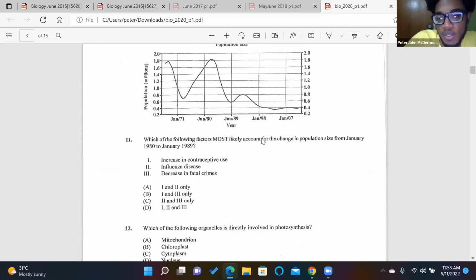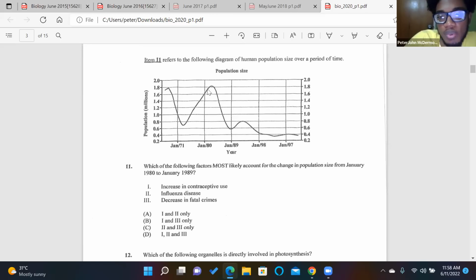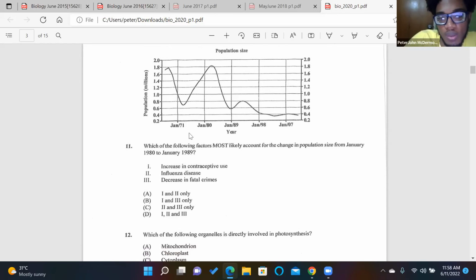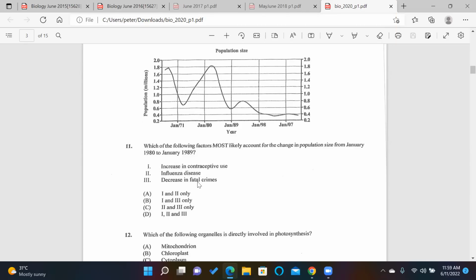Which of the following factors most likely account for the change in population size from January 1980 to January 1989? Let's look at 1980 to 1989. Huge dip. So what do we think? Why do populations go down? 1, 2, or 3?